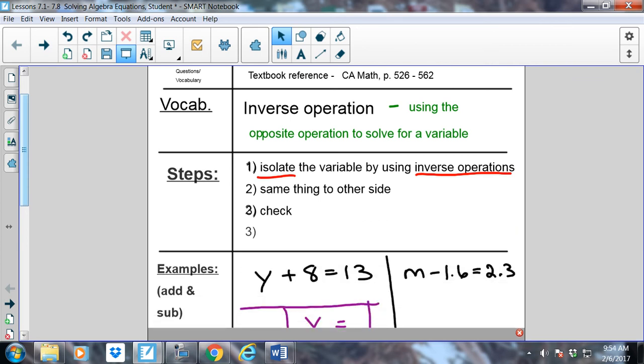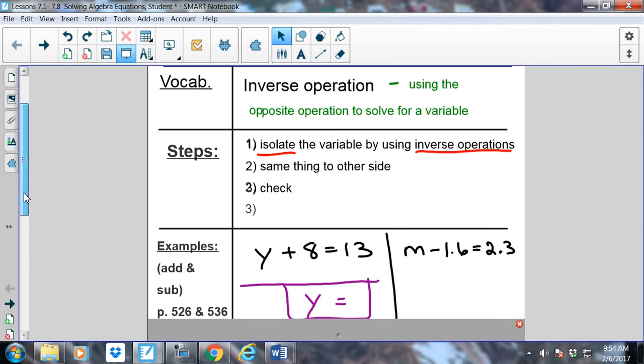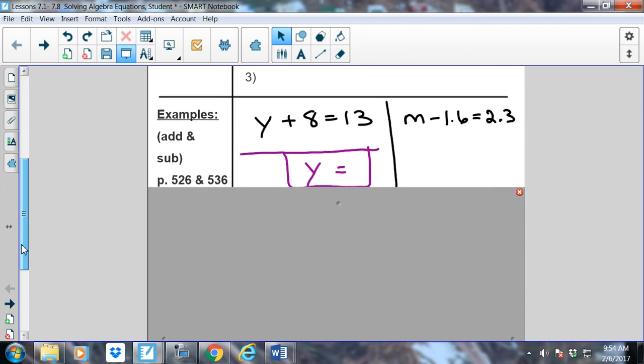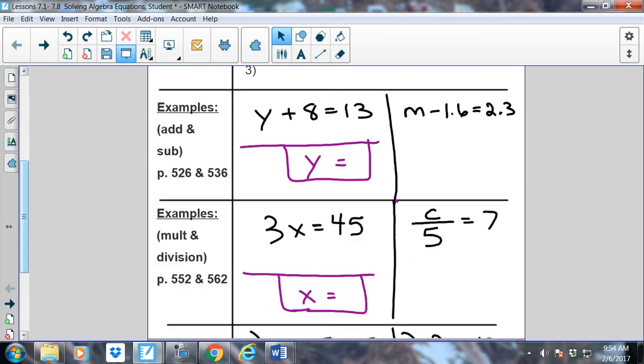So let's take a look at some examples. Addition and subtraction are on pages 526 and 536. If you need additional assistance or guidance on this, go there. So here we have a problem. y plus 8 equals 13.